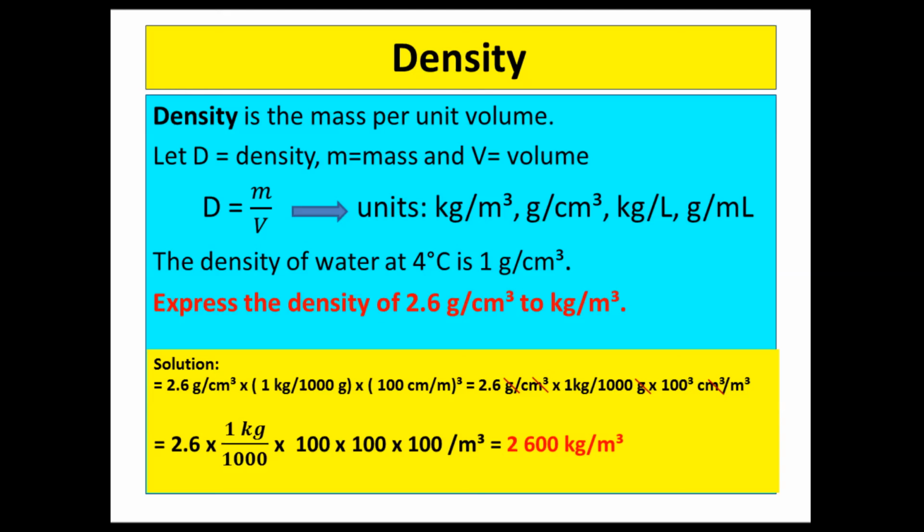Now we take density, which is the mass per unit volume. So these are the units given: kilogram per cubic meter, gram per cubic centimeter, kilogram per liter, gram per ml. The density of water at 4 degrees Celsius is 1 gram per cubic centimeter. Now express the density of 2.6 gram per cubic centimeter to kilogram per cubic meter. So the given is 2.6, so we multiply that by changing gram to kilogram. That is 1 kilogram per 1000 gram.